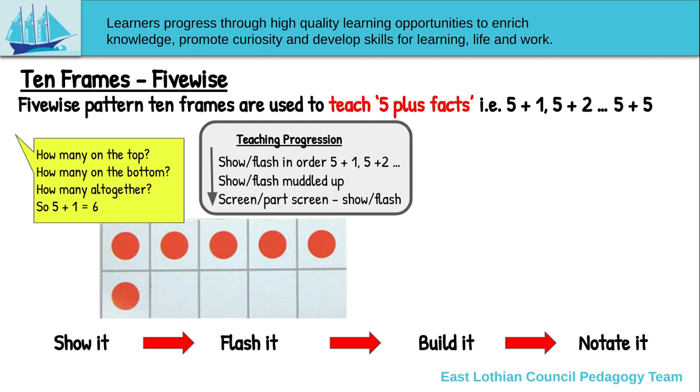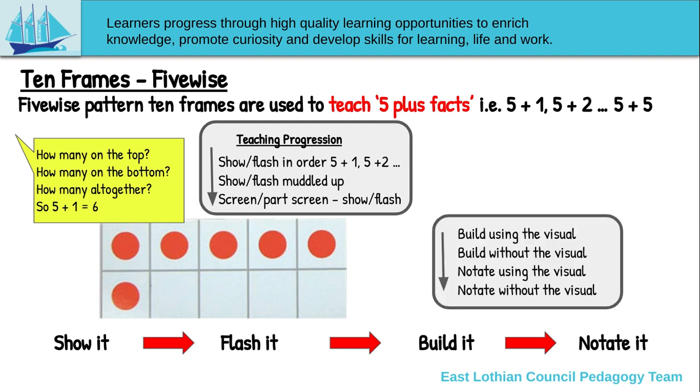Then you could mathematise them using a screen. Screen the 5 dots on the top, ask how many they see on the bottom, tell your learners that you've covered up the 5 on the top and so can they work out how many altogether. And then once they can visualise it, then they can start to build it. Firstly using the visual, and then taking away that visual, and then starting to notate it using the visual and then without the visual.